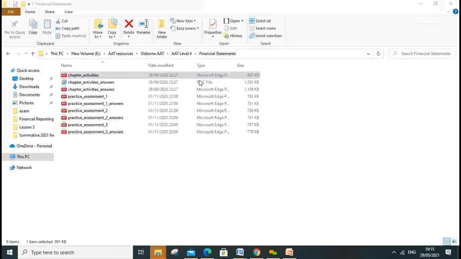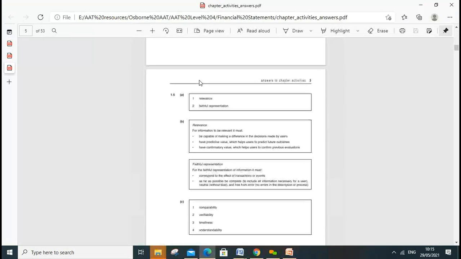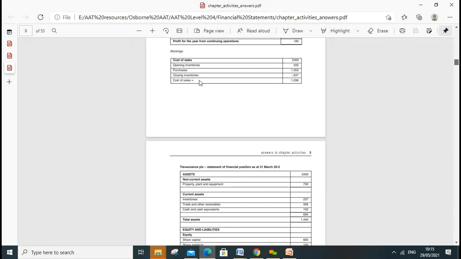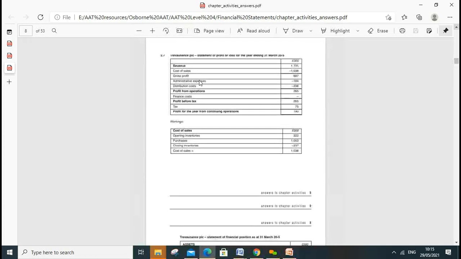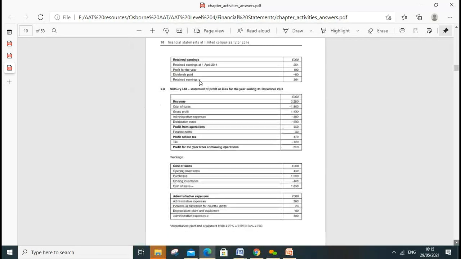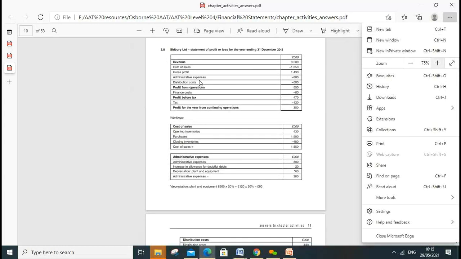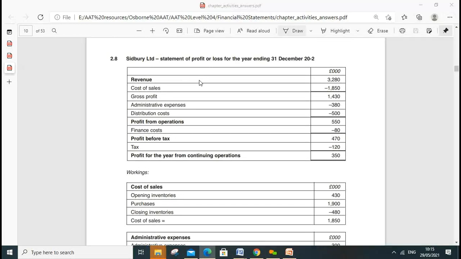Okay, so I can show you the answers for this. So 2.8, we're looking at the question; you can look at another question which has normal adjustments. This is the full-fledged question. 2.8. Okay, so you will see here 2.8. So you will see, yes, revenue, cost of sales.